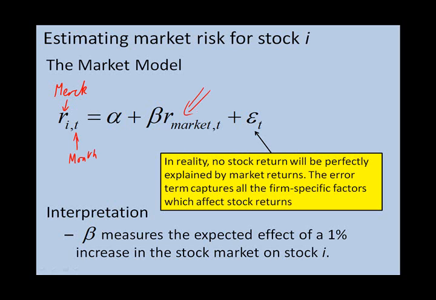Why do we have an error term in this model? Well, the error term is in this model because no stock return will be perfectly explained by the market returns. Recall we talked about systematic or market risk and firm-specific risk. The error term is going to pick up all the firm-specific risk, such as a lawsuit launched against Merck for a drug that has unintended side effects. That would be captured by the error term.